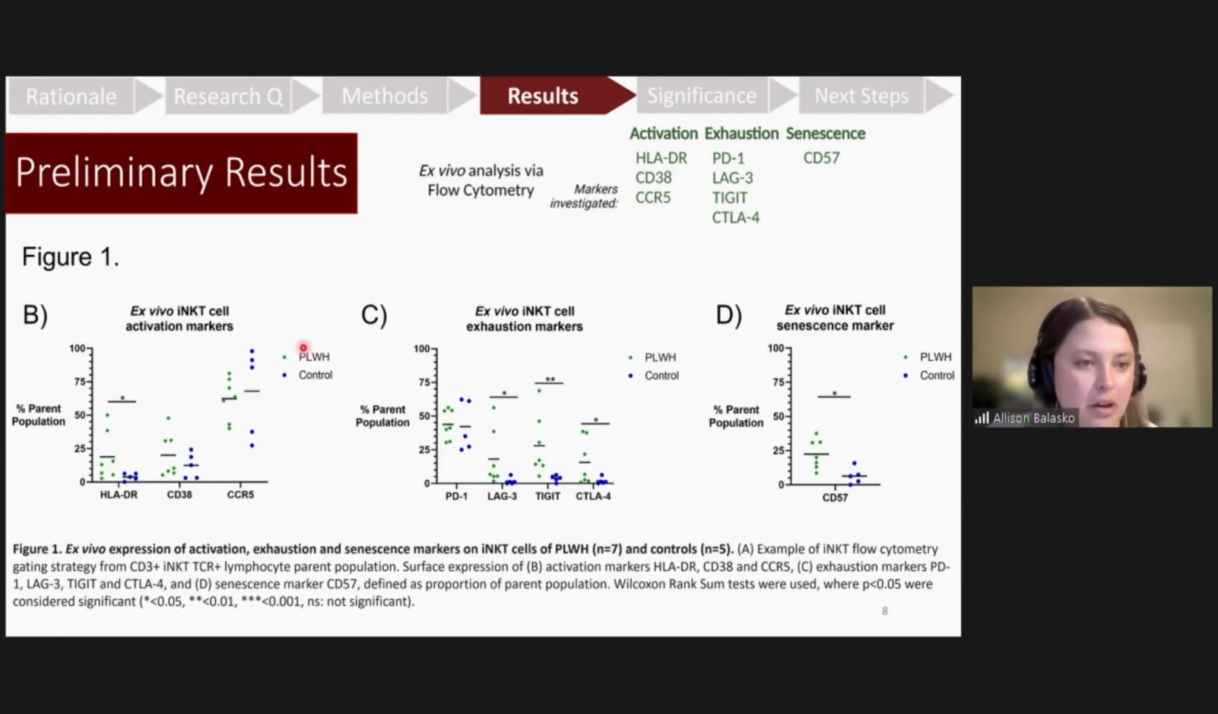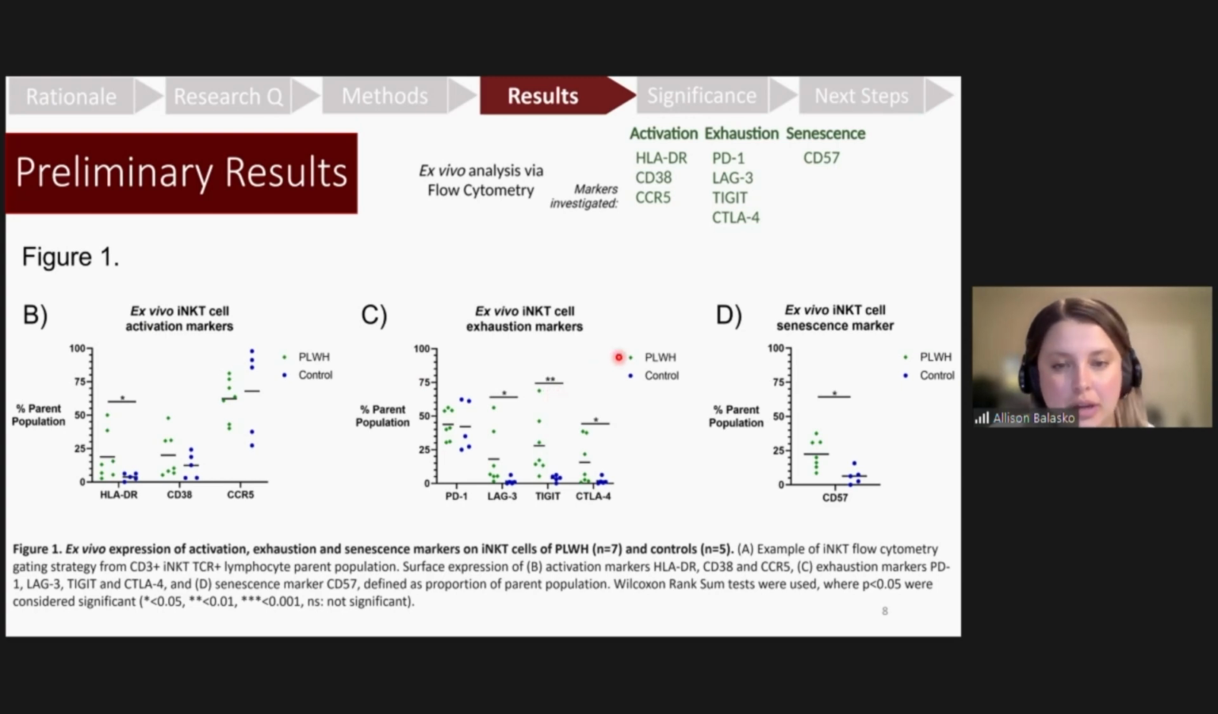In B here, we're looking at activation markers. We're doing some non-parametric testing on the small sample size. We see some increased HLA-DR, some trending to CD38, and then also very high but consistent CCR5 expression. So these are some chronic activation markers.